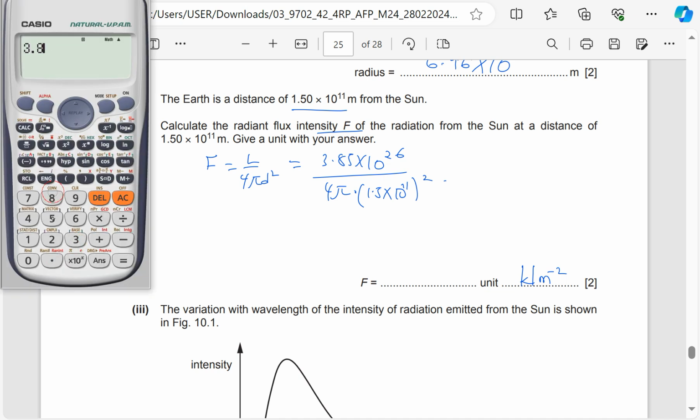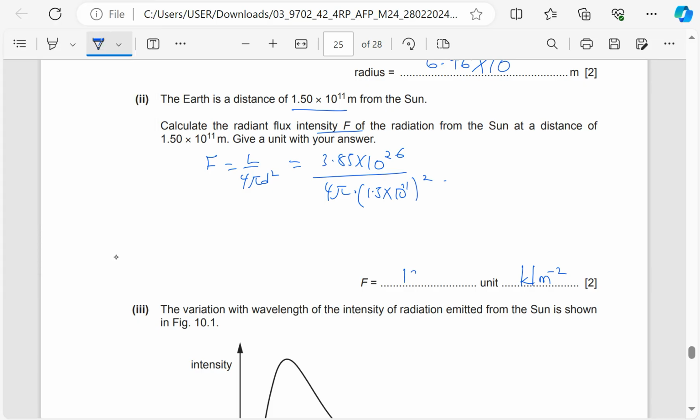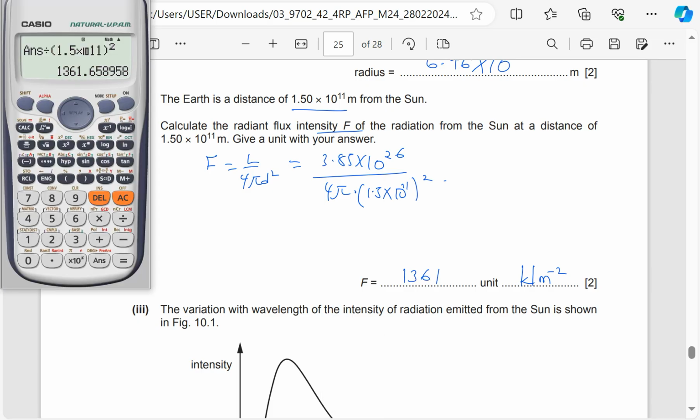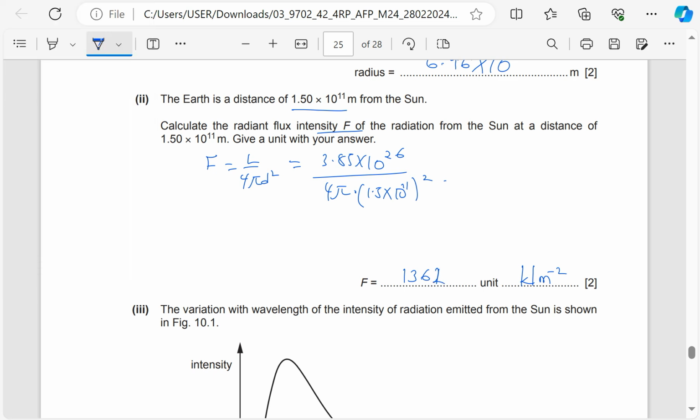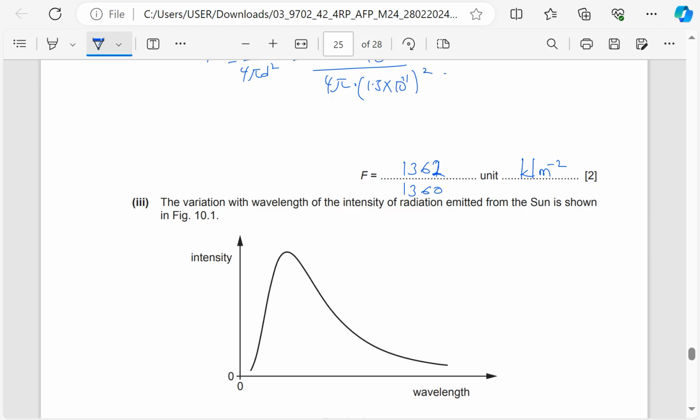So 3.85 exponent 26 divided by 4 pi. Let me first divide that. Divide by 1.5 exponent 11, but this should be squared. So I'm getting 1360, or 1361, I mean 1362, or you can write 1360 watts per meter squared.